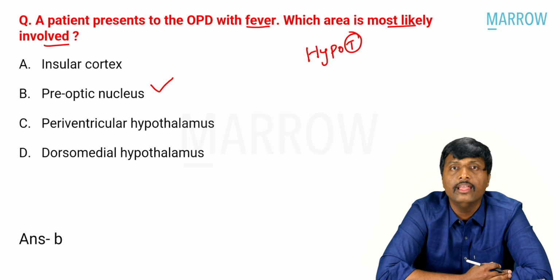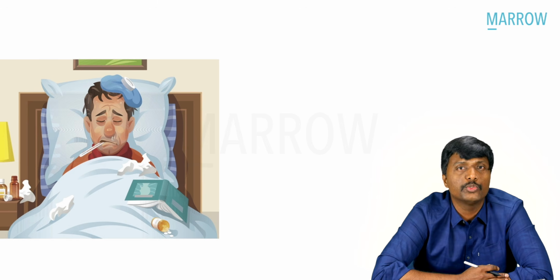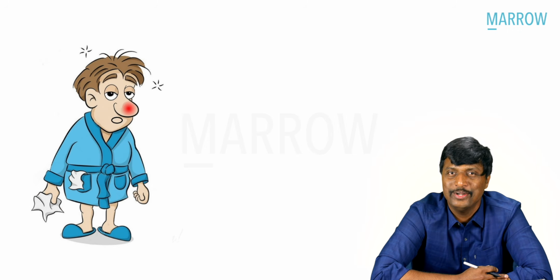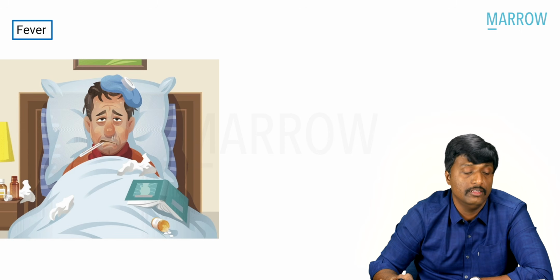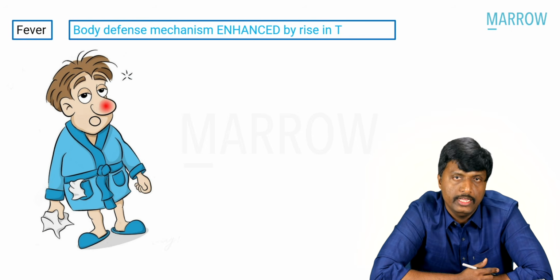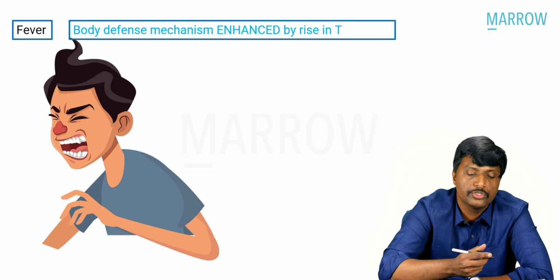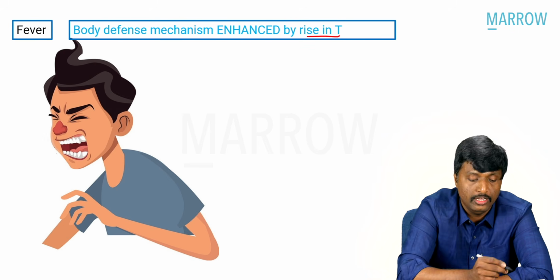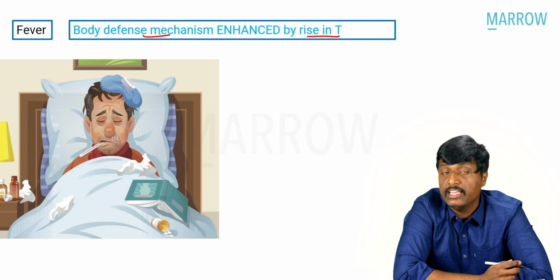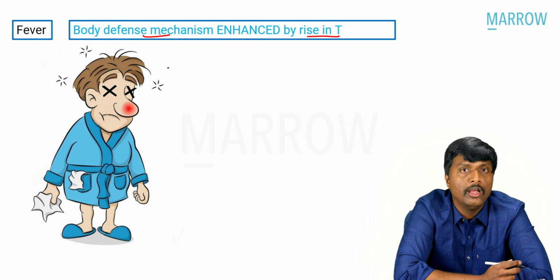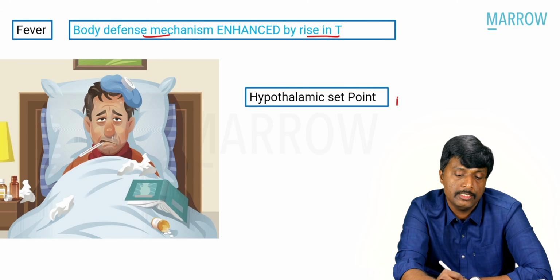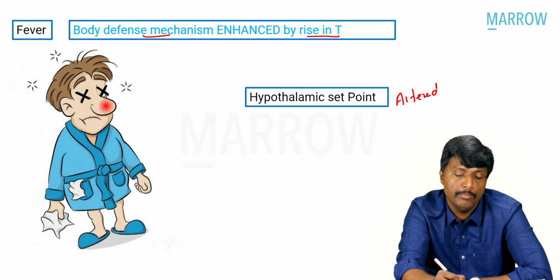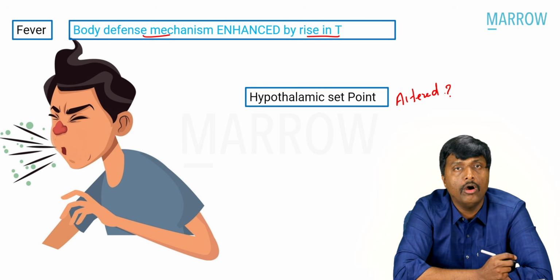You, me, everyone watching this video has definitely had this illness, which is fever. We all know this, fever. But always remember physiology first. This fever is a form of the body's defense mechanism. First and foremost, when there is a rise in temperature, the body's defense mechanism is always enhanced. Now, most important, I told you hypothalamus: it is the hypothalamic set point that is altered. Very important. Who is going to alter it?